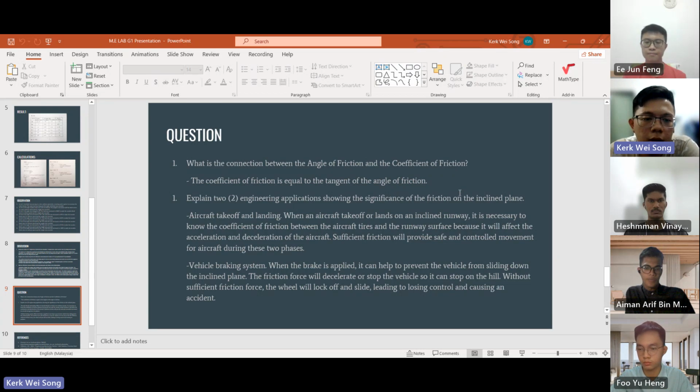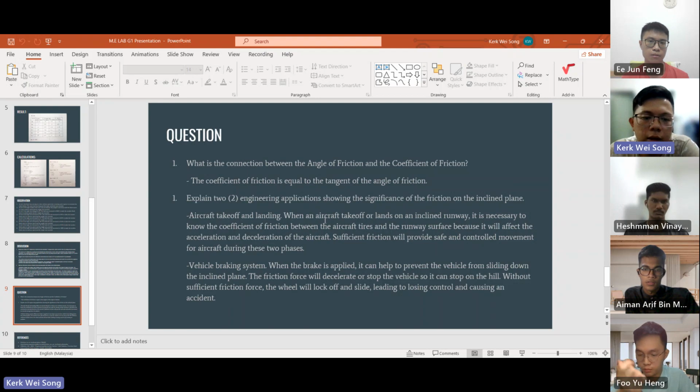For the first one, aircraft takeoff and landing, when an aircraft takes off or lands on an inclined runway, it is necessary to know the coefficient of friction between the aircraft tire and the runway surface, because it will affect the acceleration and deceleration of the aircraft. Sufficient friction will provide safe and controlled movement for the aircraft during this phase.